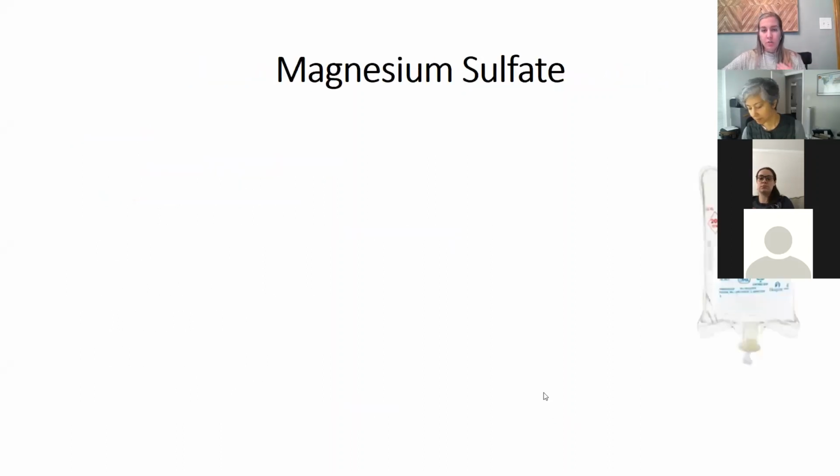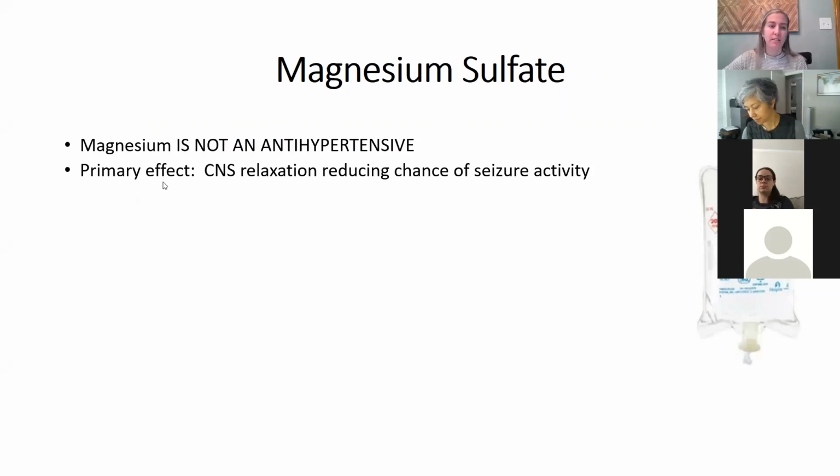So the good old magnesium sulfate, right? Just to make sure that we emphasize that magnesium is not an antihypertensive. It is not going to bring our patient's blood pressure down, which is why we need to do our antihypertensives in conjunction with our magnesium. So essentially what it does is it relaxes the CNS, hopefully reducing the chance of the mom having a seizure. So it's really going to prevent that seizure activity.